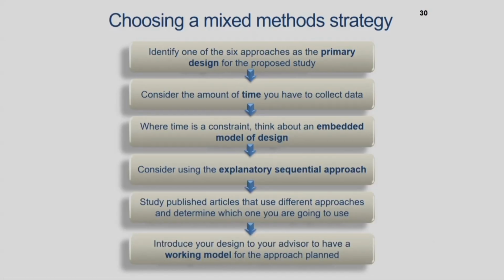For choosing a mixed method strategy, identify one of the 6 approaches as a primary design for the proposed study. Consider the amount of time you have to collect. Where time is a constraint, think about an embedded model of design. Consider using explanatory sequential approach study, because this is a more robust approach.